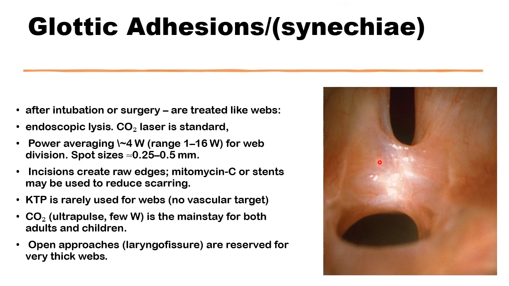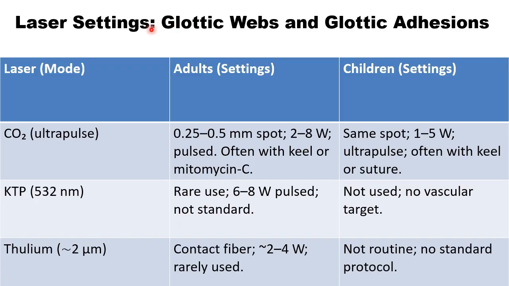Very rarely an open approach through a laryngofissure may be required for very extensive and thick adhesions. To sum up the laser settings in the management of glottic webs and adhesions, we will rarely use KTP or thulium because the webs are not vascular enough, and carbon dioxide with the ultra pulse mode is the preferred way of treatment, with a tiny micro spot of 0.5 millimeter, small power between 2 and 8 watts in a pulsed ultra pulse mode.